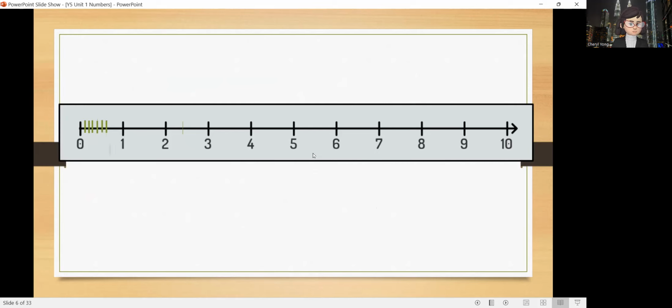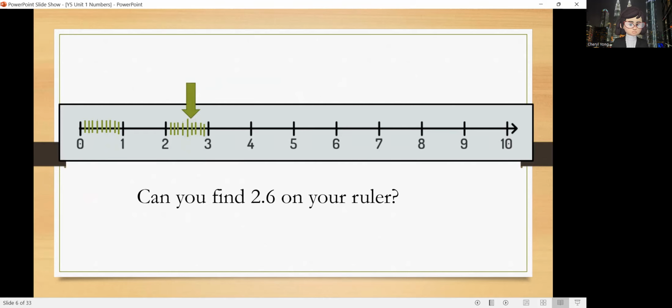Now, this slide is basically a repetition of what we learned about the ruler, where in between two whole numbers, there are 10 equal parts, which we call decimal numbers. And if you want to find 2.6 on your ruler, it is right beside 2.5, which is here. This is what we call decimal numbers, and this is what we call fraction number. 2 and 6/10, which is the equivalent. So in short, decimal numbers are a way to express fractions in a different form.